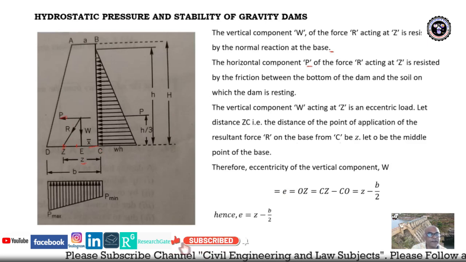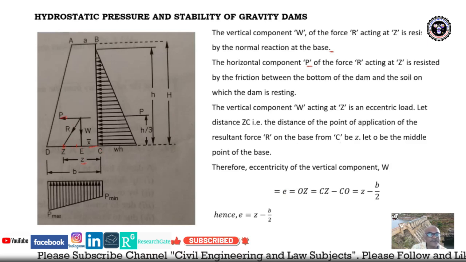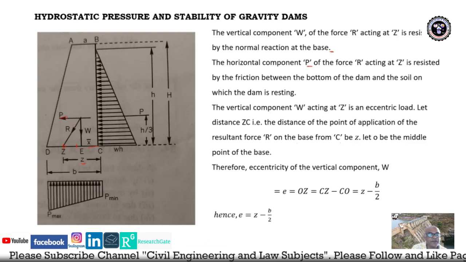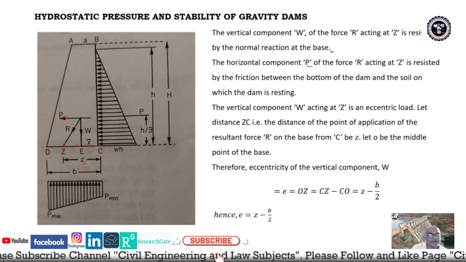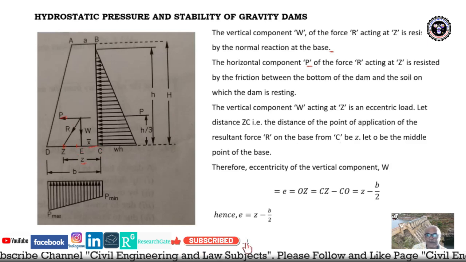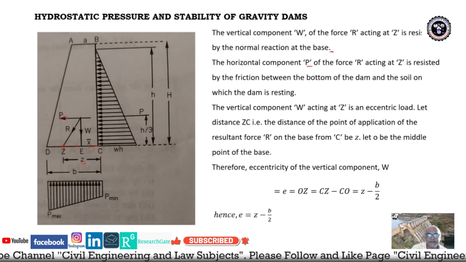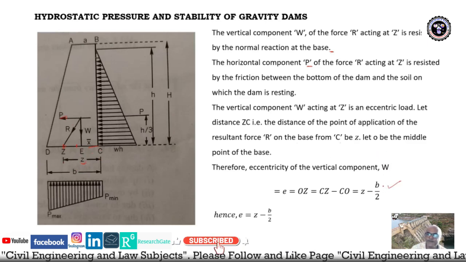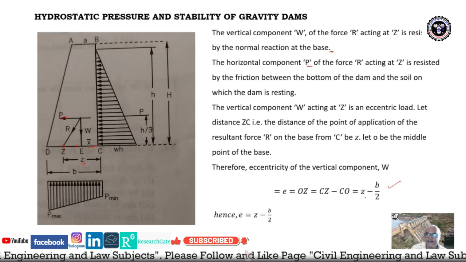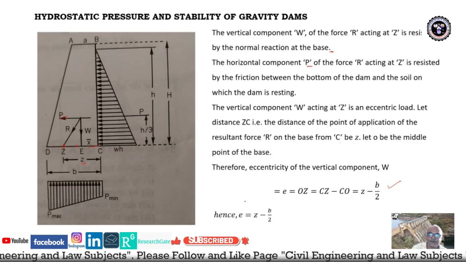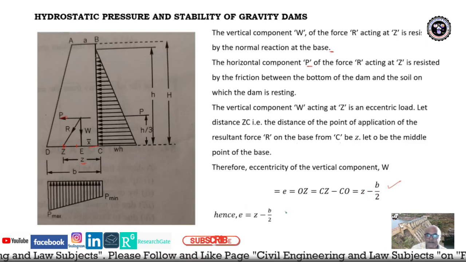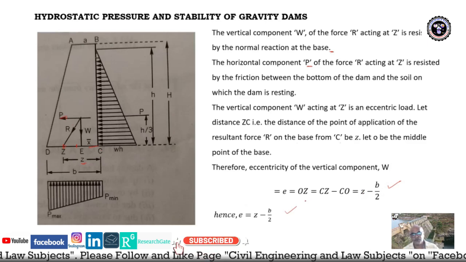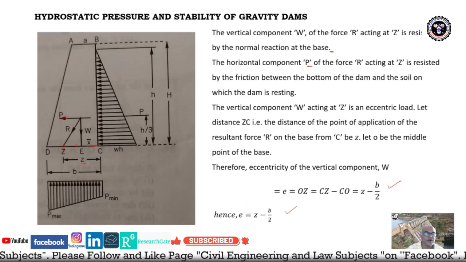OZ is equal to CZ minus CU. This point is CU, that is Z minus B by 2, because CO is B by 2 and CZ is Z. So E is equal to Z minus B by 2. This way we got the eccentricity, or eccentric distance, here.